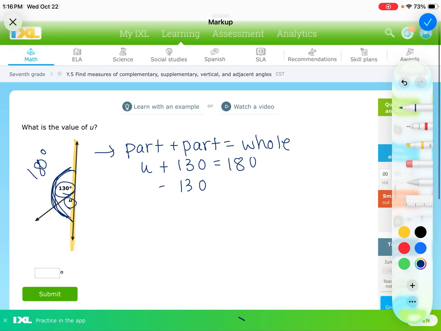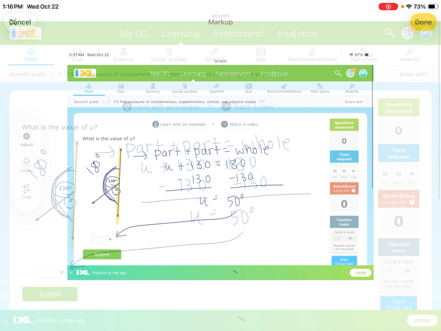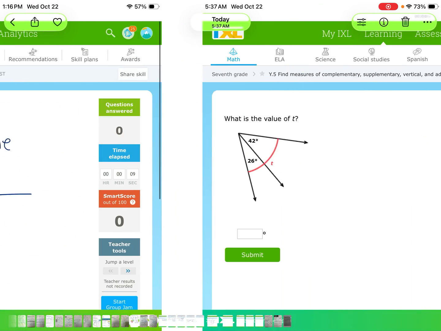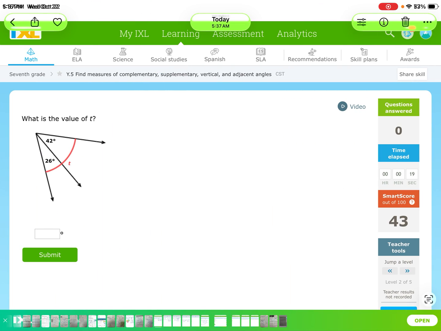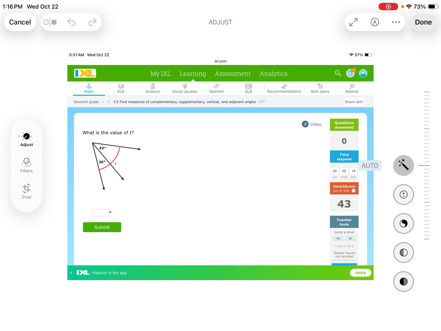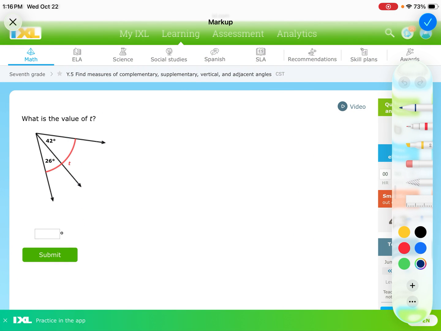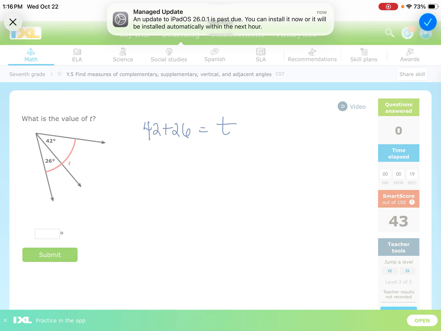Then let's take a one-step equation algebra. Remember, we're going to be doing multi-step later on. 180 take away 130 is 50 degrees. So that would be your answer. Okay. We look at this one. Again, part plus part equals a whole. You would say 42 plus 26 equals my whole. Once you add, that's your answer.